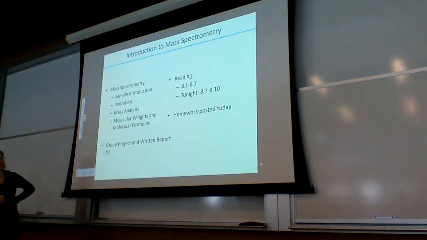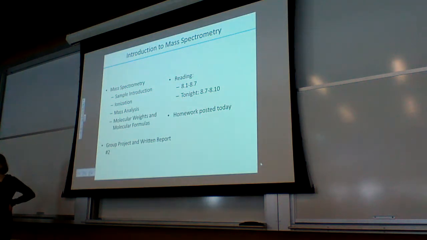So you're reading in chapter 8. Continue reading in chapter 8. 8.68, I believe, is an excessively long section because it's all the different functional groups. There's lots of pictures. But it's all the different functional groups and the types of fragmentation. But work your way through that. And then I'll get your homework for this week posted today.